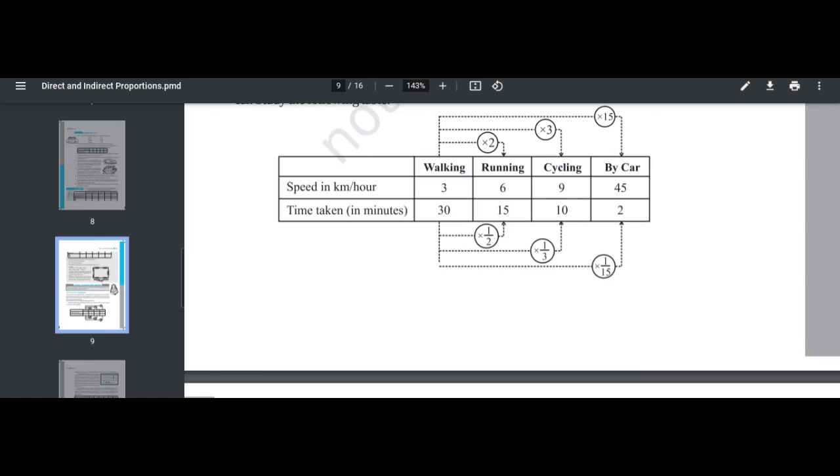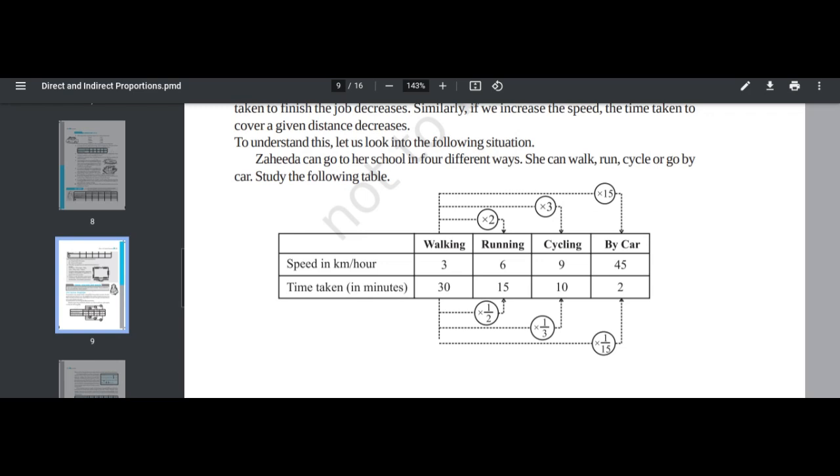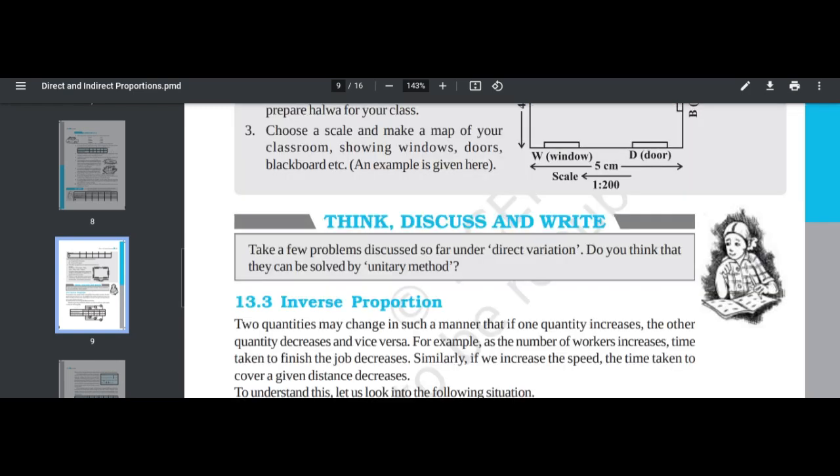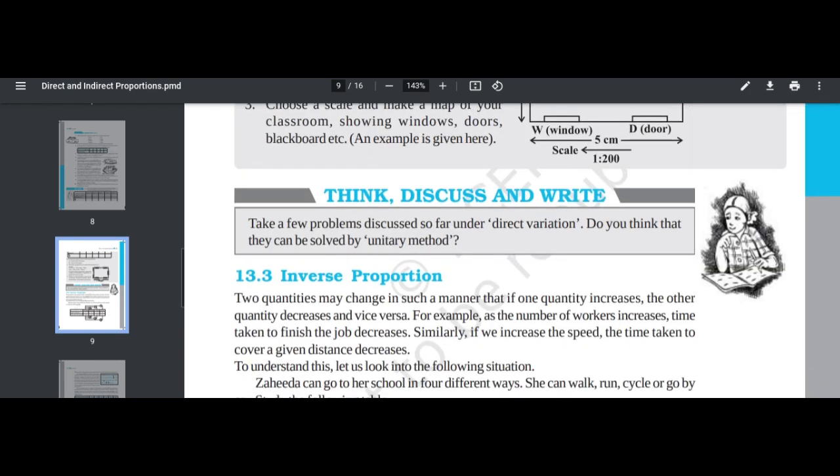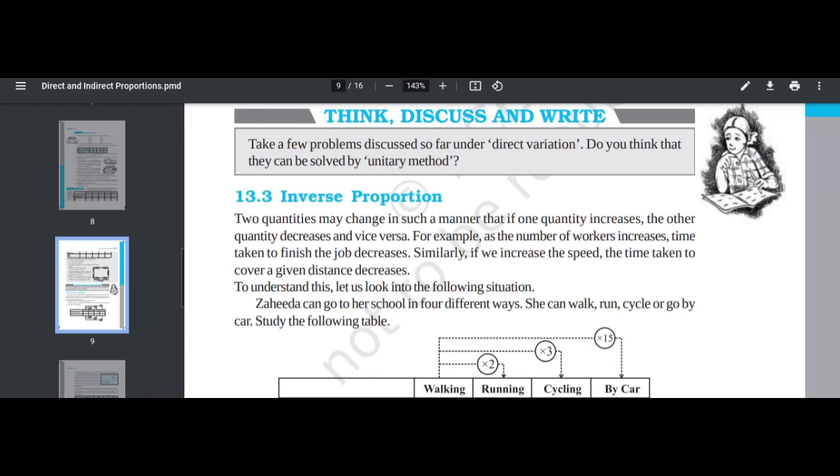Correct. Okay, now Sukana, can you tell me what is inverse proportionality? Two quantities may change in a few manners, that if one quantity increases, the other decreases, and vice versa. Give an example. I'll give a different example. Yes, you have to give a different example, not from your textbook.